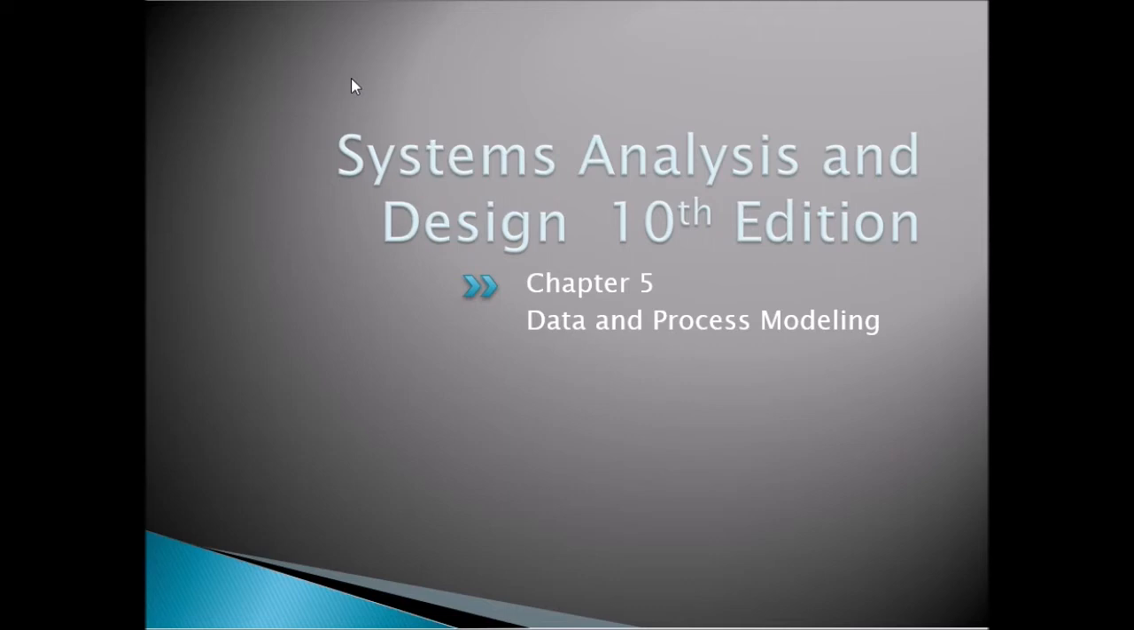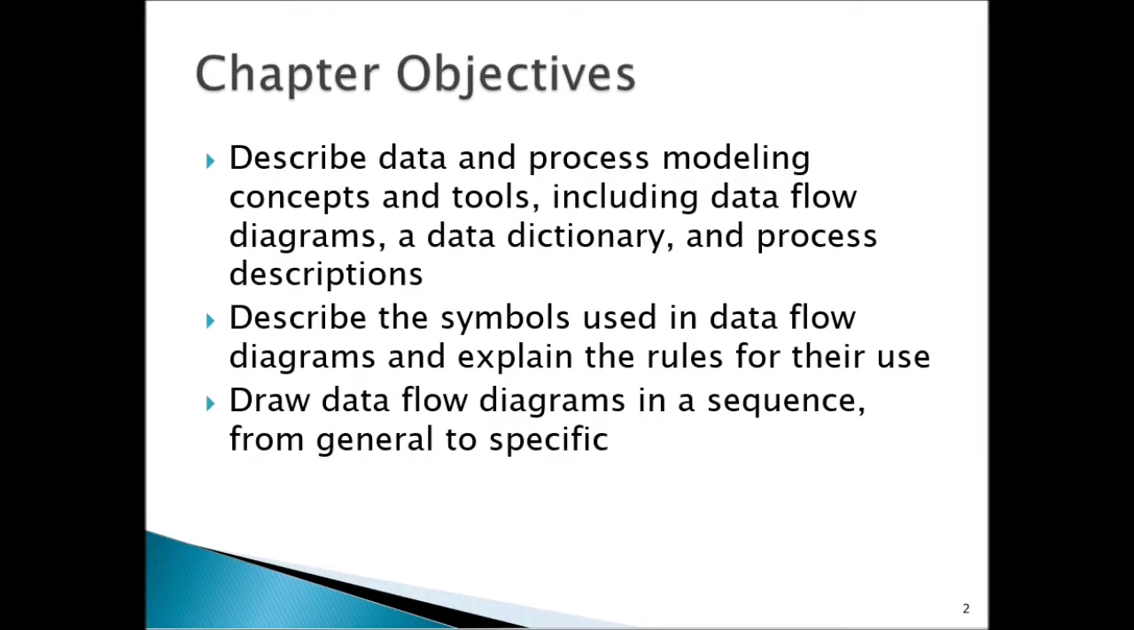Alright, continuing on with Chapter 5. Let's go through the chapter objectives. Describe data and process modeling concepts and tools, including data flow diagrams or DFDs, a data dictionary, and process flow descriptions. Describe the symbols used in data flow diagrams and explain the rules for their use.